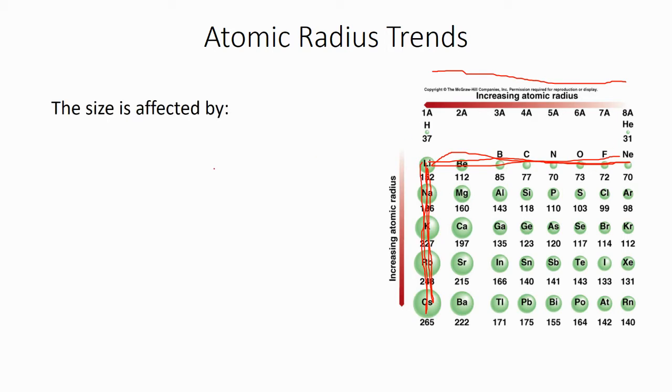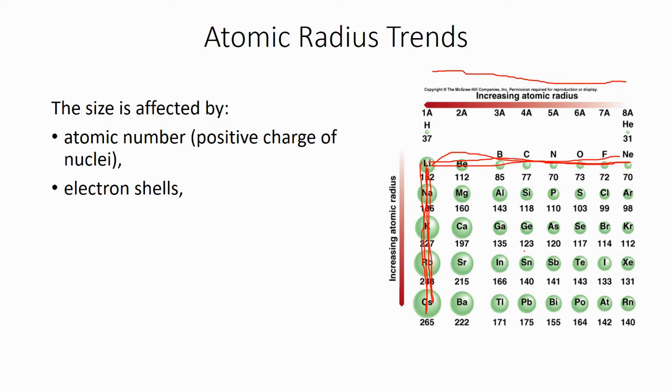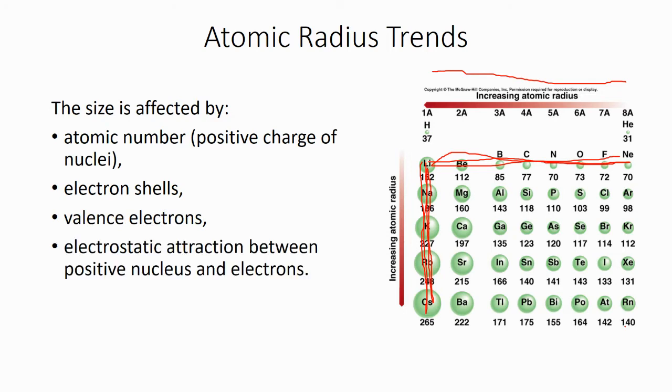The size of the atoms is affected by the atomic number. So obviously the more protons and electrons, the bigger the atom's going to be. And the nucleus will have more protons, so it will have a higher positive charge. As you add electrons, as we go down the periodic table, we're adding electron shells. It also means more valence electrons. And what we want to think about is the electrostatic attraction between the nucleus of an atom.